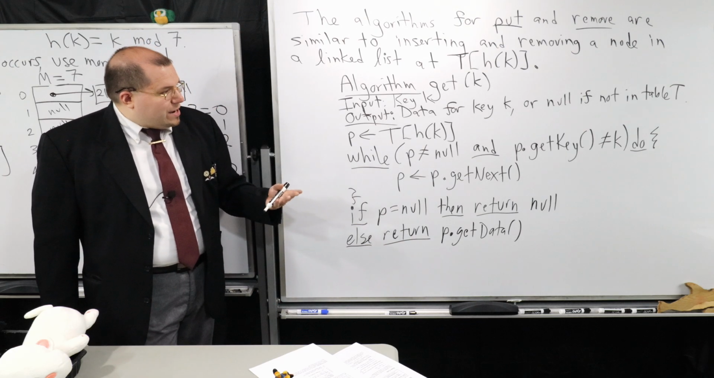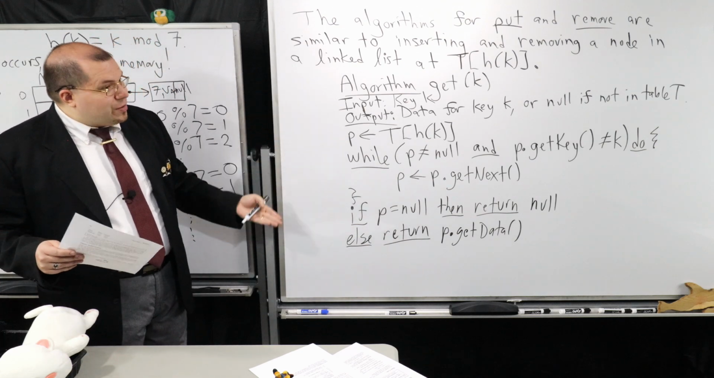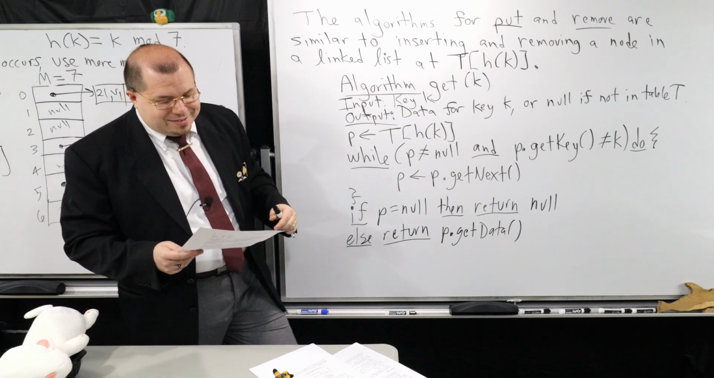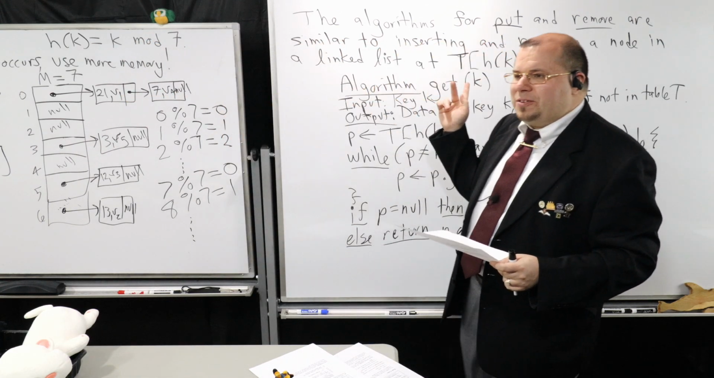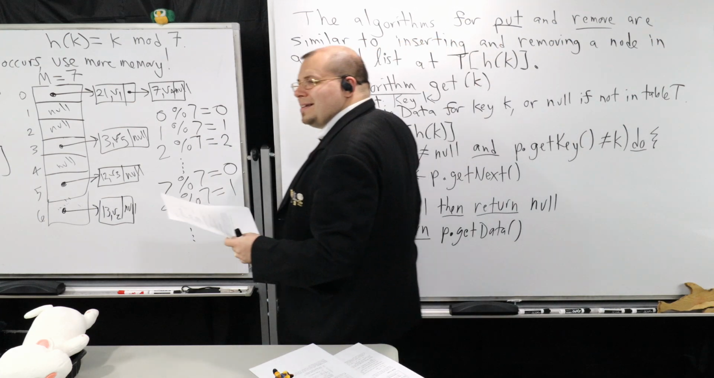Otherwise, you can get its data because you got a match. And so this is the algorithm that would work for get. So this is us using these linked lists, and all it is just traversing a linked list. Are there any questions about this algorithm before we analyze it?